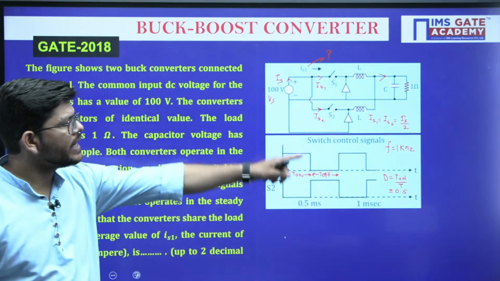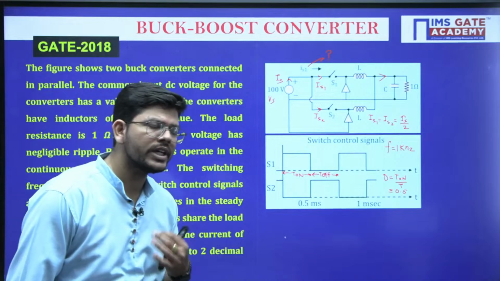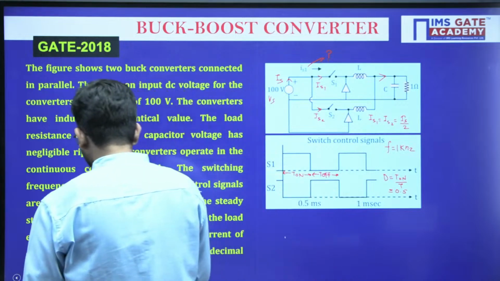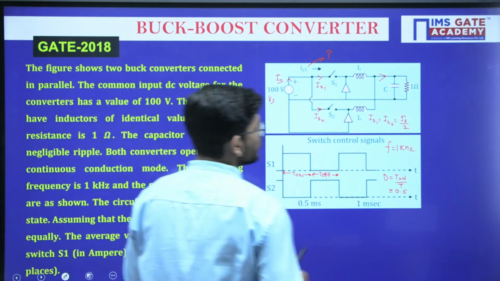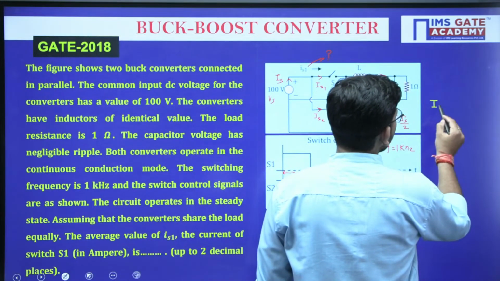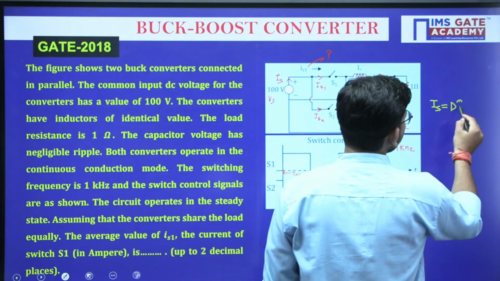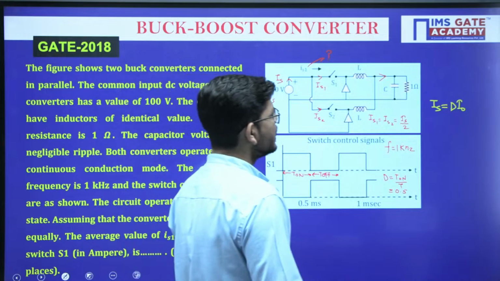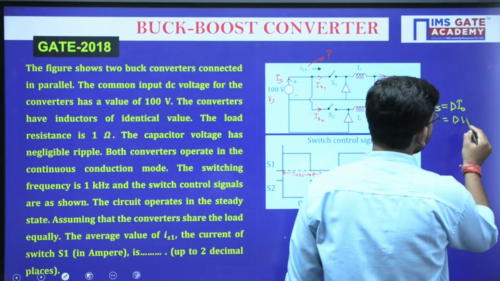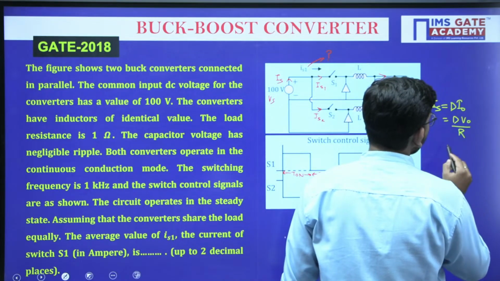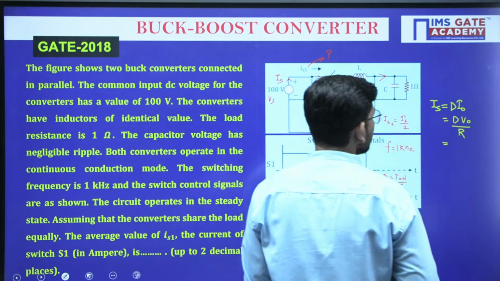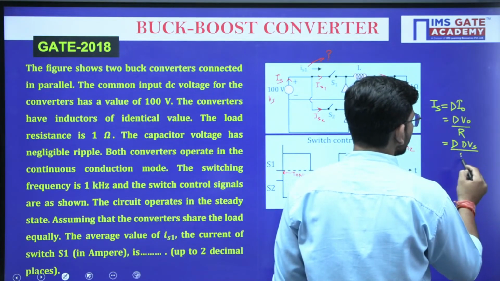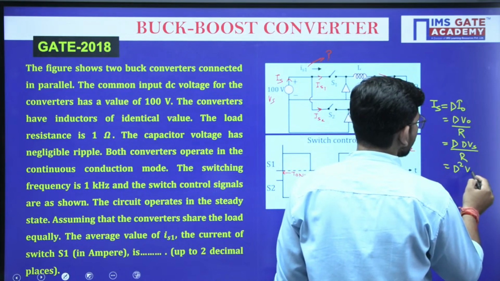So what we need to find here is the IS current. If we get the value of source current, we will be able to calculate any of these currents. So what will be the value of source current? This is a buck converter. In case of a buck converter, the source current is equal to D times I naught. Now I naught is not directly given to us, so we can write D times V naught upon R. And V naught can be written as D times Vs. So finally it will become D square Vs upon R.